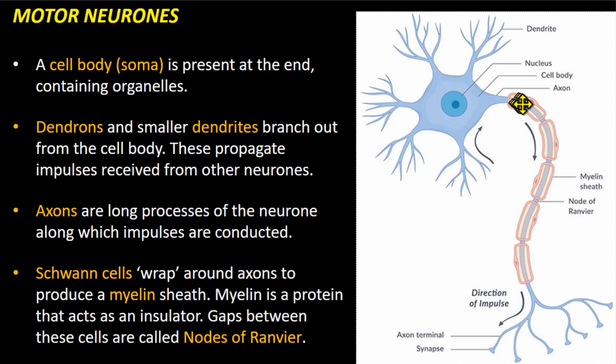The axons are long processes that come out of the cell body of the neuron along which impulses are conducted. Think of this as like a wire that would conduct electricity. We have Schwann cells that wrap around the axon to produce a myelin sheath. Myelin is a protein that acts as an insulator, and gaps between these cells are called the nodes of Ranvier. We'll get more into those just now. At the end of the motor neuron, there are the axon terminals. These would be the connection points to other neurons here.